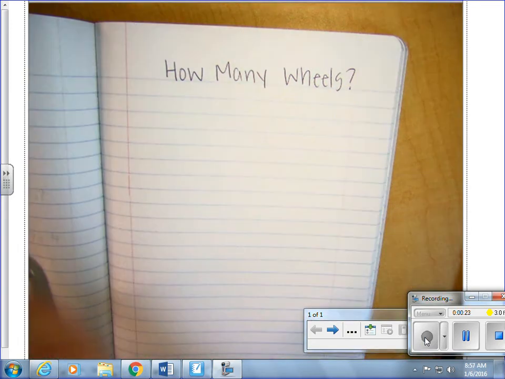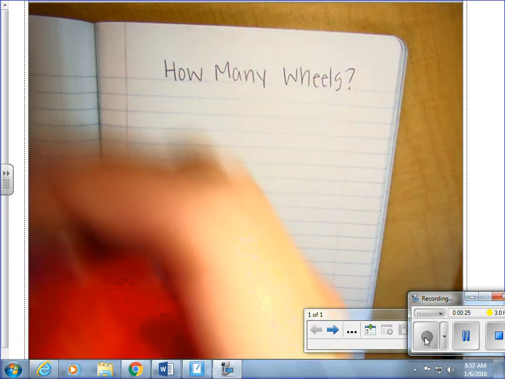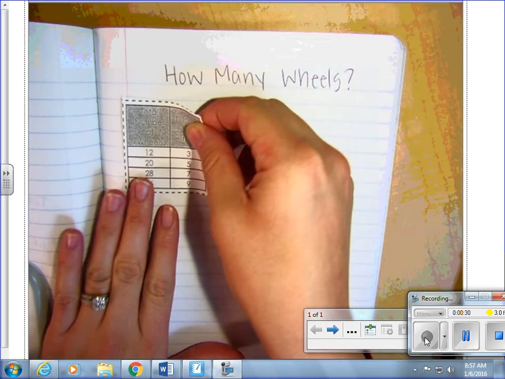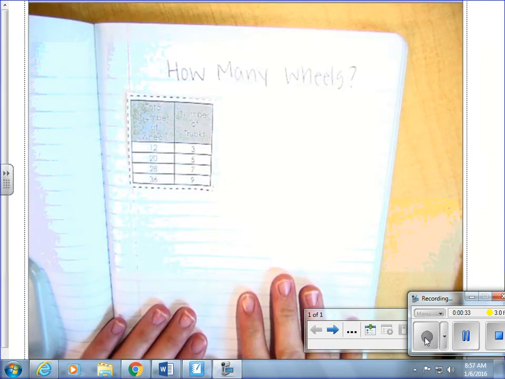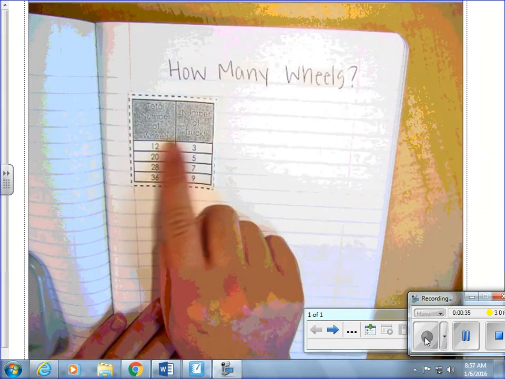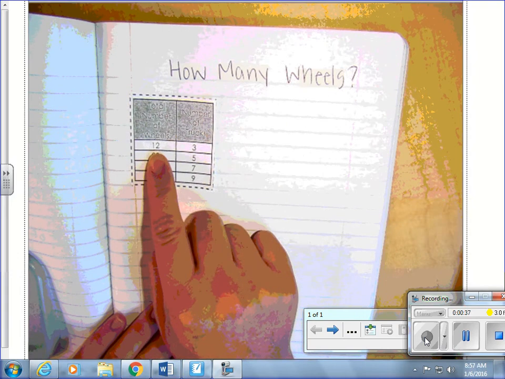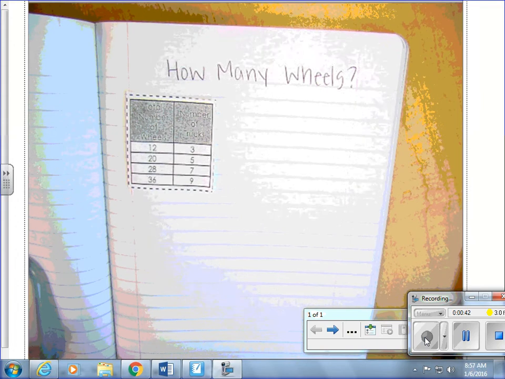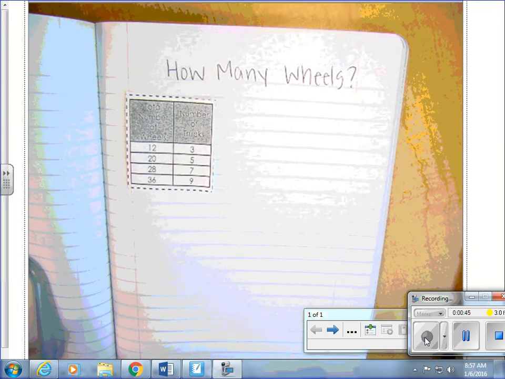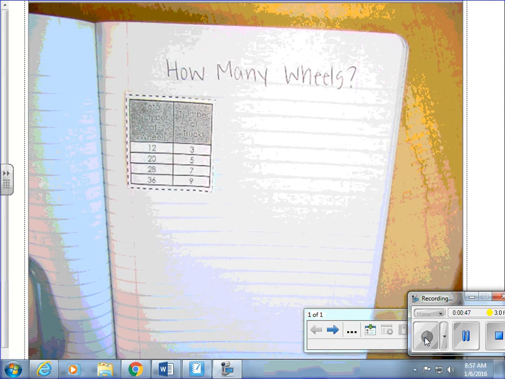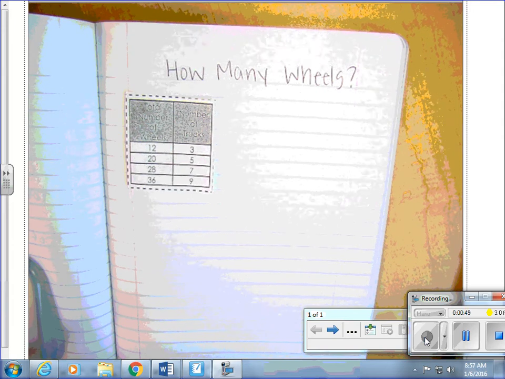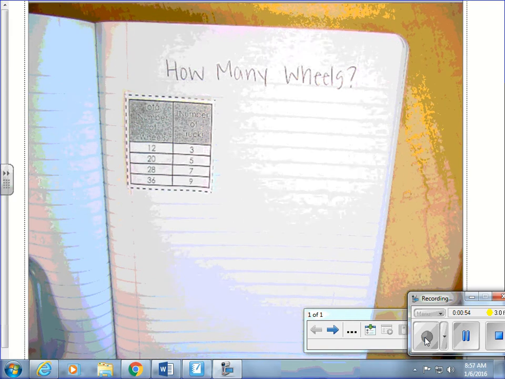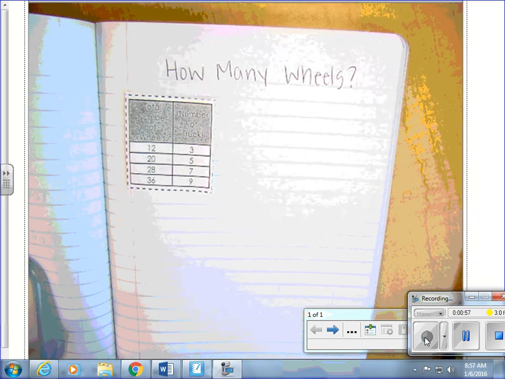And the first table that we're going to work on, I'm going to show you in just a second. You're going to glue it into your notebook. The first one we're going to work on is the table that says number of wheels, number of trucks, and the first two numbers should be 12 and 3. I'm going to give you guys just a minute to go ahead and glue that in. That's the first graph or table we're going to work on, with 12 and 3 as the first two numbers.